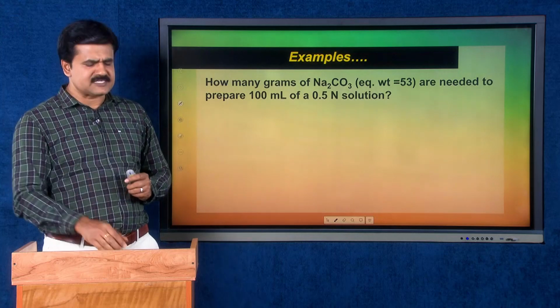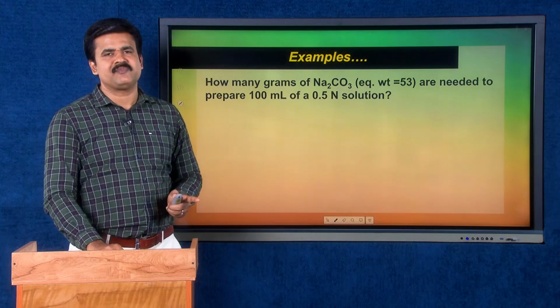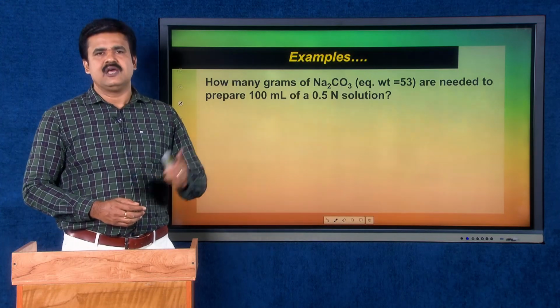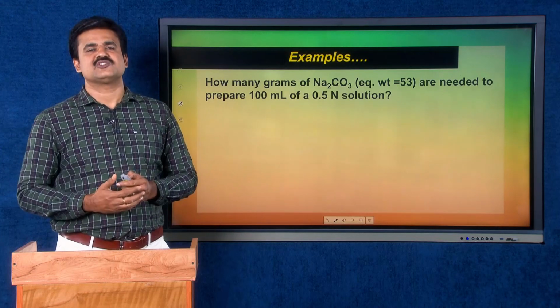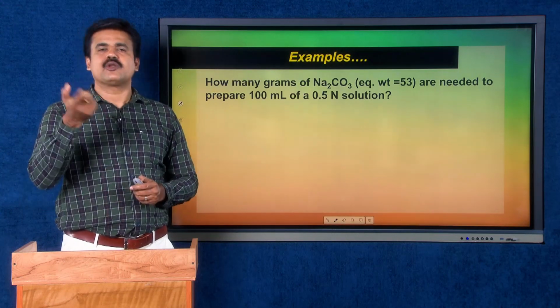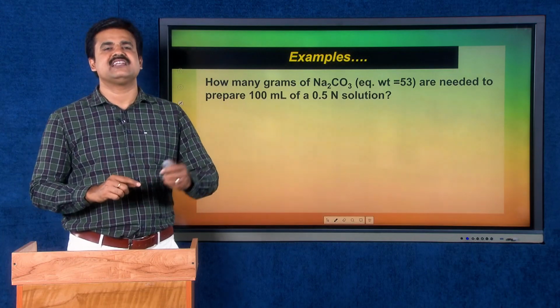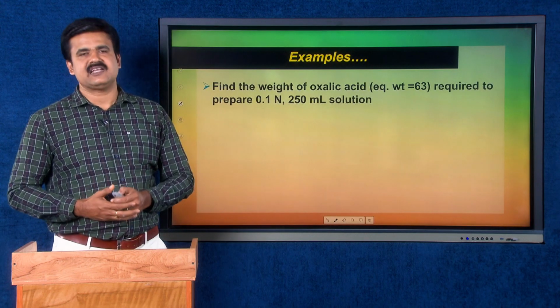You know that the expression for finding out the mass required is equal to VEN divided by 1000. In the present problem, equivalent weight E is equal to 53. Normality of the solution required is equal to 0.5. Volume of the solution should be 100 ml. So, volume 100 ml into equivalent weight 53 into normality 0.5, the whole divided by 1000, you will get the answer. Substituting the various values, the weight required is equal to 2.65 gram.